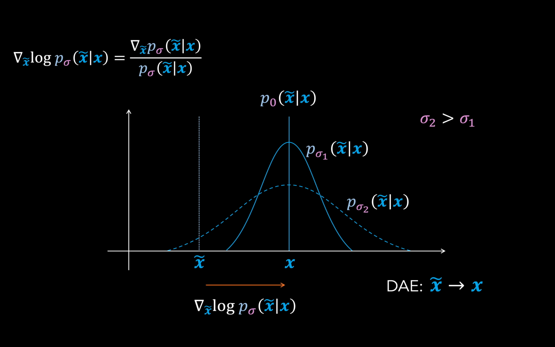Now, we can be more precise about this by actually deriving the score of the Gaussian, and here we find that it points straight from the noisy sample to the clean sample. So any model that has learned to predict the score of p sigma can perform denoising and vice versa. This is the mathematical argument for why denoising and score matching are equivalent objectives in the case of Gaussian corruption.